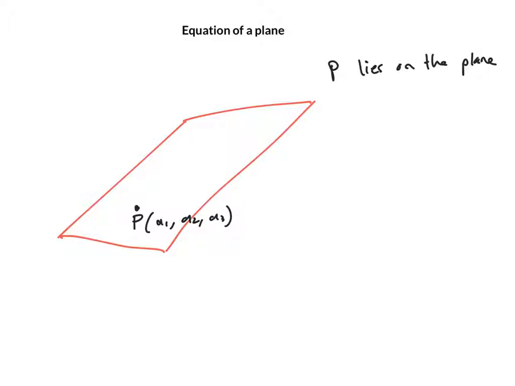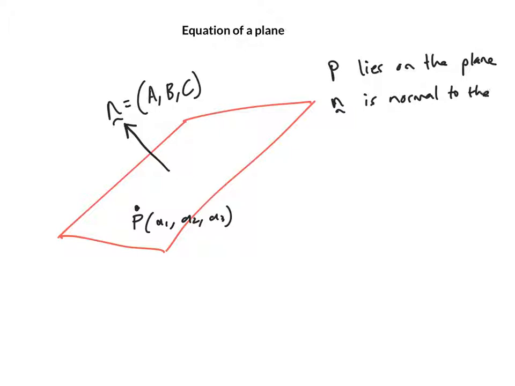I also know that I've got a vector here called n, which has coordinates capital A, capital B, and capital C. So n is normal to the plane. Remember, that word normal is the same as saying that it's perpendicular. So n is normal to the plane.